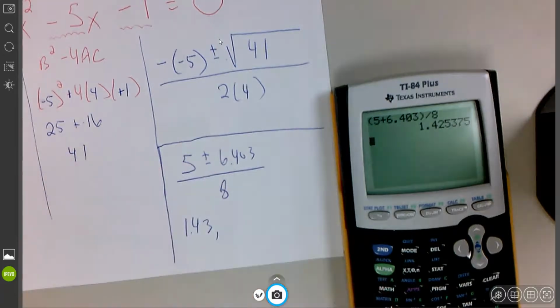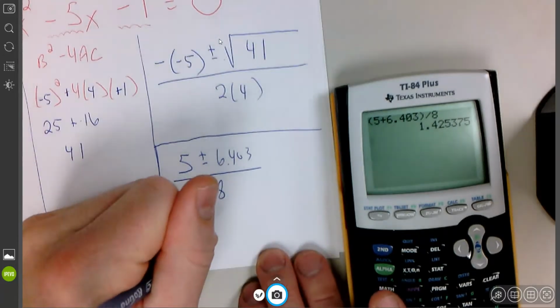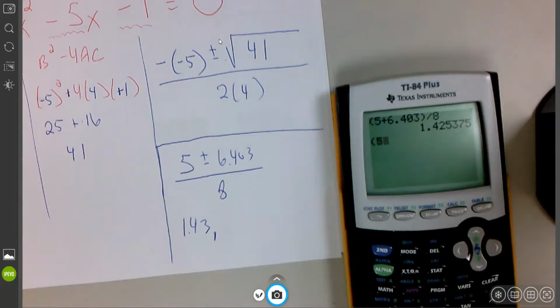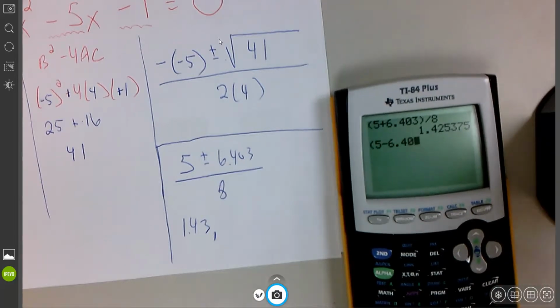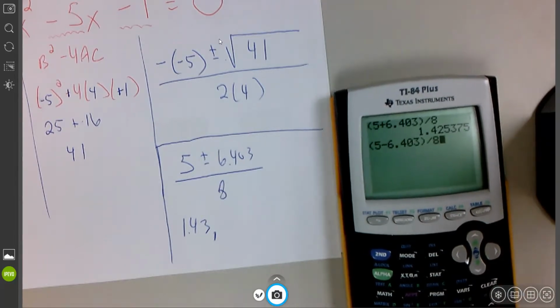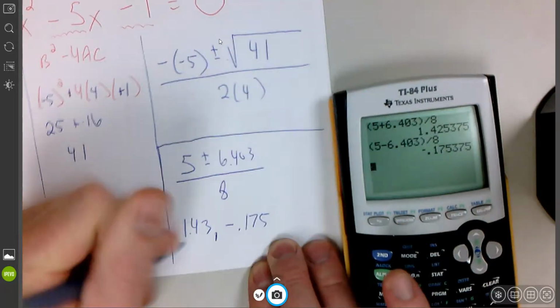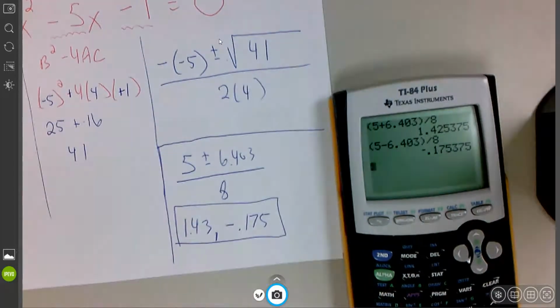1.43. That one actually is not irrational, but it's a big ugly decimal, so we're going to leave it there. Then the other one, open a parentheses, 5 minus 6.403 divided by 8, and we get our other answer, which is negative 1.75. Done. And we did the quadratic formula.